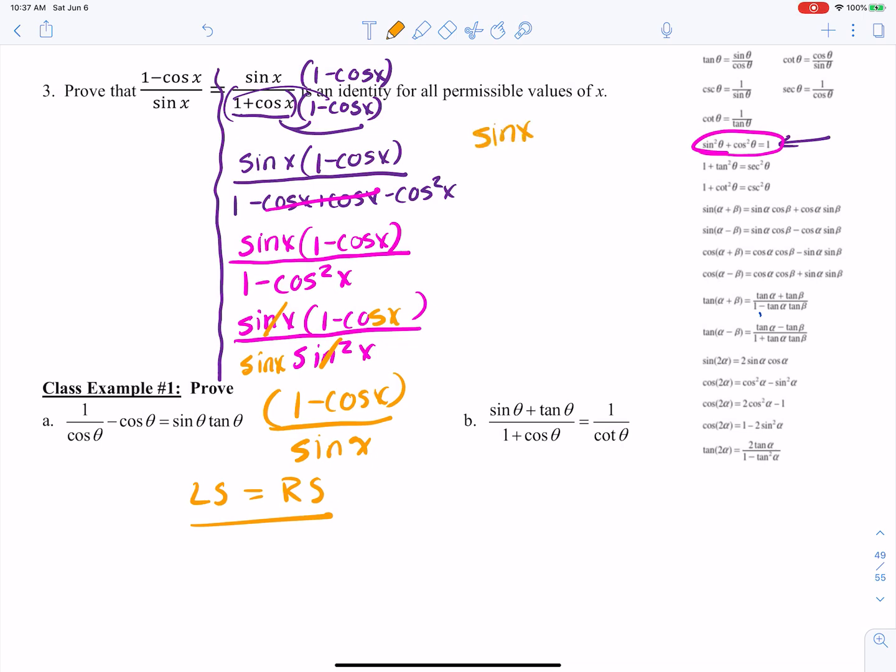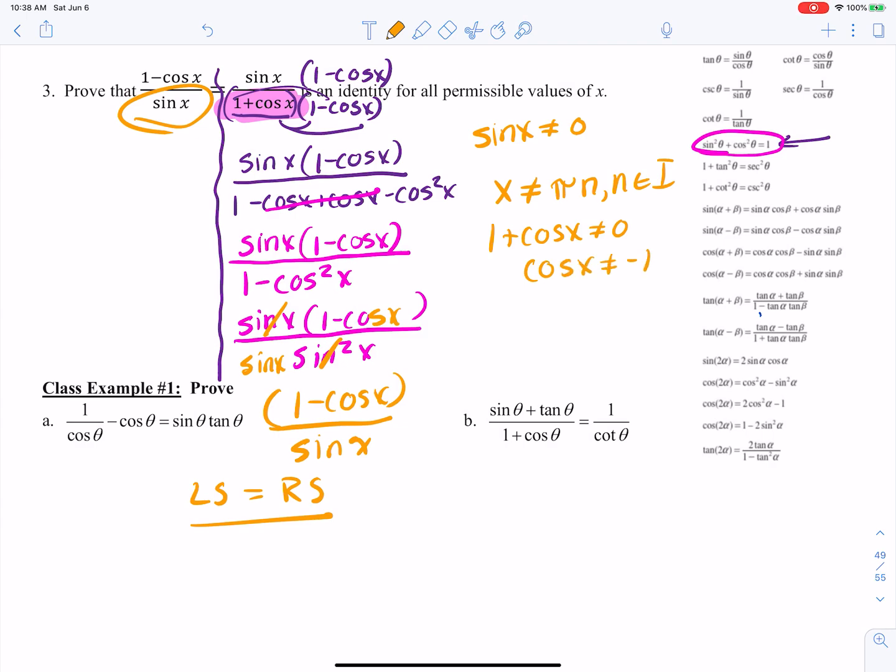We are going to take a look at the non-permissible values here though. I know that sine x, because it's in the denominator, cannot equal 0. And if we look at the unit circle, where is y equal to 0? So x cannot equal pi times n. And then I have this denominator as well I need to deal with. So this is 1 plus cos x cannot equal 0. So cos x cannot equal negative 1.